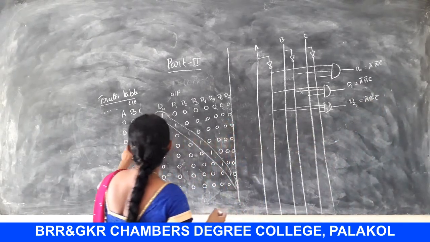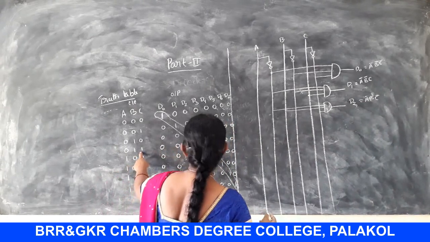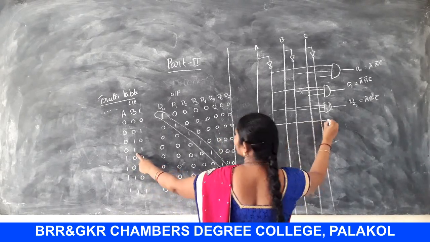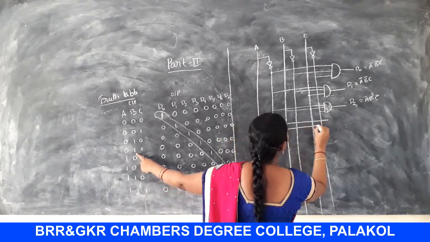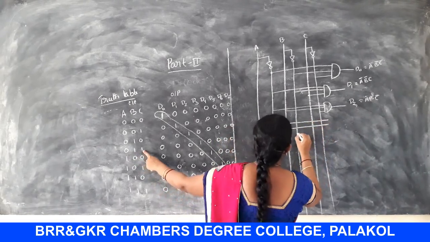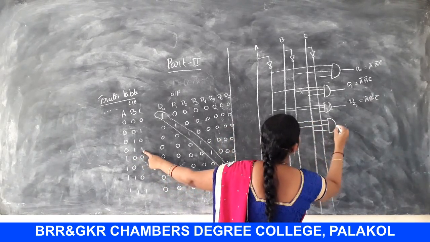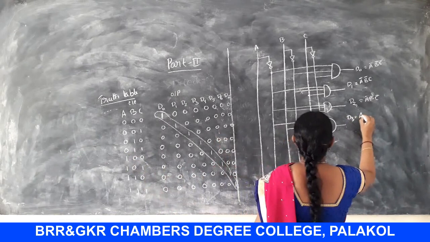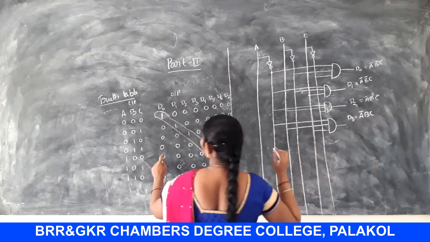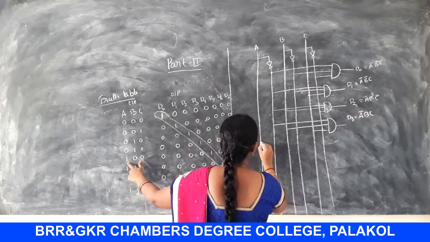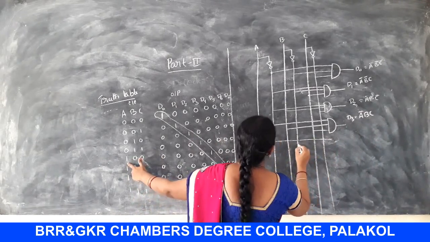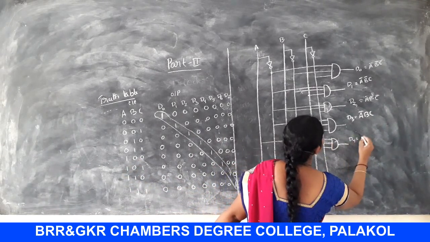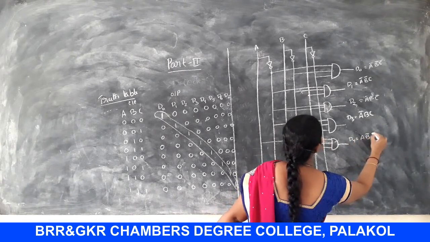Okay. So next one is the D3. So here D3 is equal to A bar, next one is B, and next one is C. So here this is D3. Okay. So D3 is equal to A bar B C. So next one is D4. So D4 is nothing but A is 1, next one is 0 and next one is also 0. So D4 is equal to A, B bar, C bar.